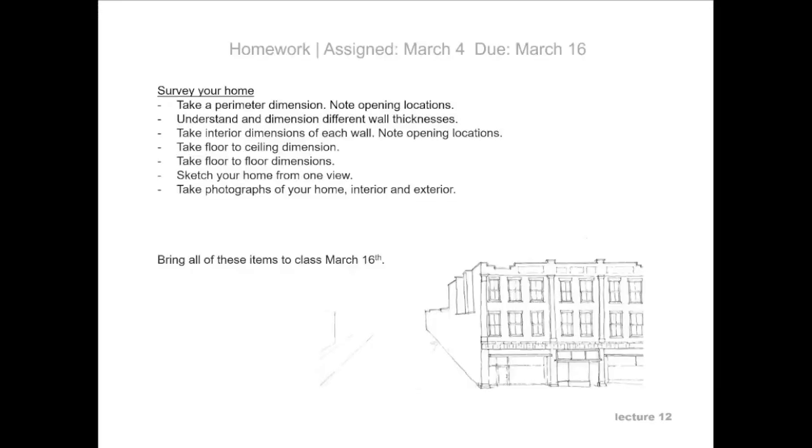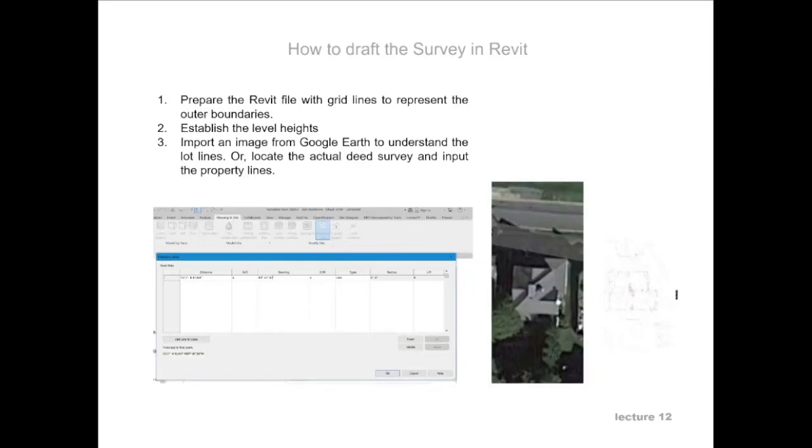So this is lecture 12. We're reviewing the home survey, and now we're going to input that information into Revit. To prepare my Revit file, I'm going to take a look at the hand-drawn survey and look at my overall dimensions. For the house I drew, it was 28'5" by 28'6", almost a perfect square.